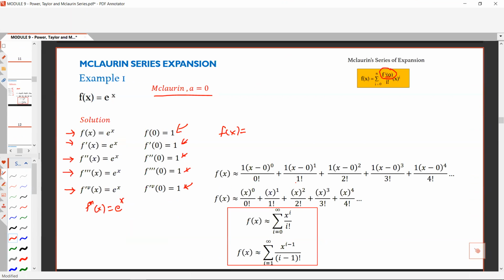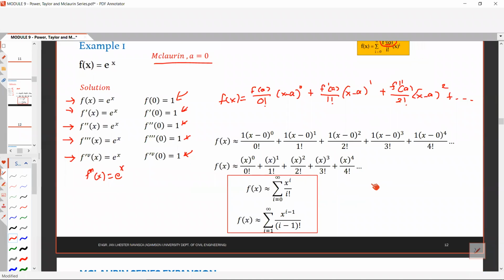So that is simply f of a 0 factorial x minus a raised to 0 plus f prime of a 1 factorial x minus a raised to 1 plus f double prime of a 2 factorial x minus a squared. Okay? Ayan. Ayan, sige. Sulat lang natin lahat.